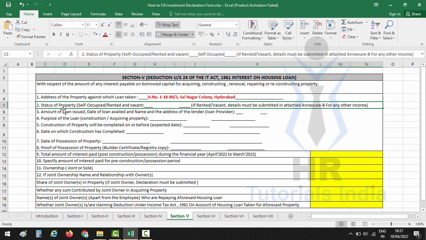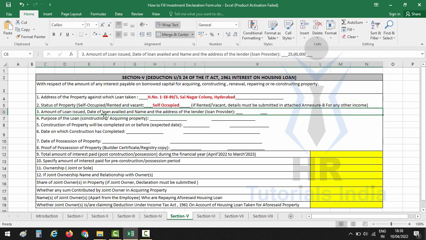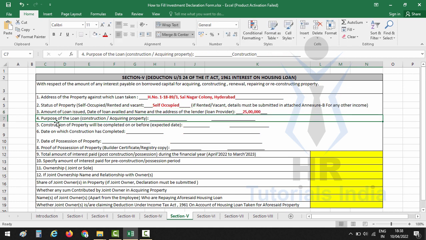Then comes status of the property, self-occupied or rented or vacant. So we need to fill whether it is rented or vacant or self-occupied. It is self-occupied. Amount of loan issued, date of loan availed and name and address of the lender, loan provider. So we need to fill these details. Here the loan amount is 25 lakhs. Purpose of the loan, construction or acquiring property. So we need to fill these details.